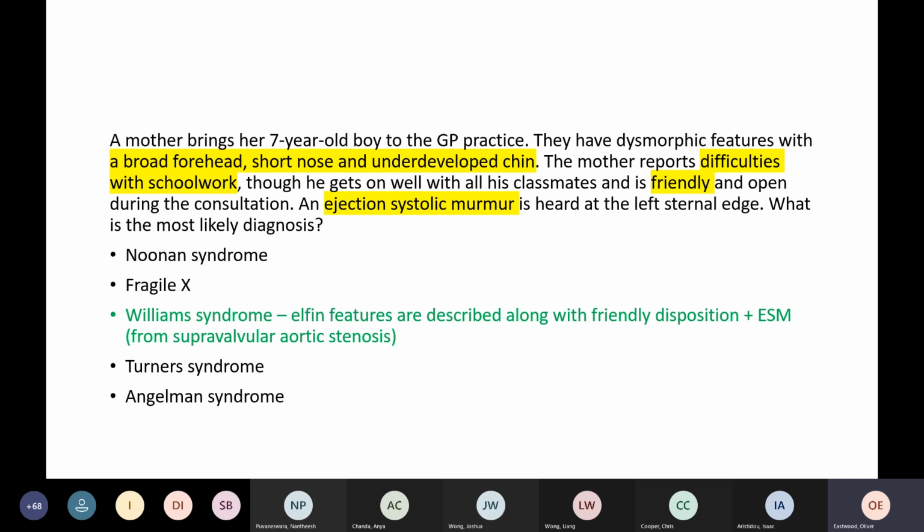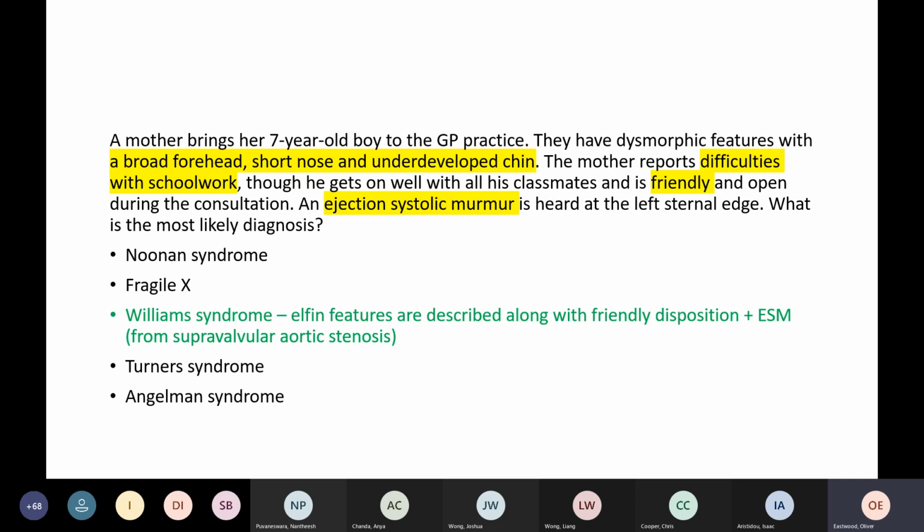And they have a very friendly disposition as well. I think it was also called happy flapper syndrome at one point. Again, not used for obvious reasons now. And you get this ejection systolic murmur from a very critical thing called supravalvular aortic stenosis. This just means that it's a bit of a narrowing of the aorta just above the valve that causes the turbulent flow murmur.